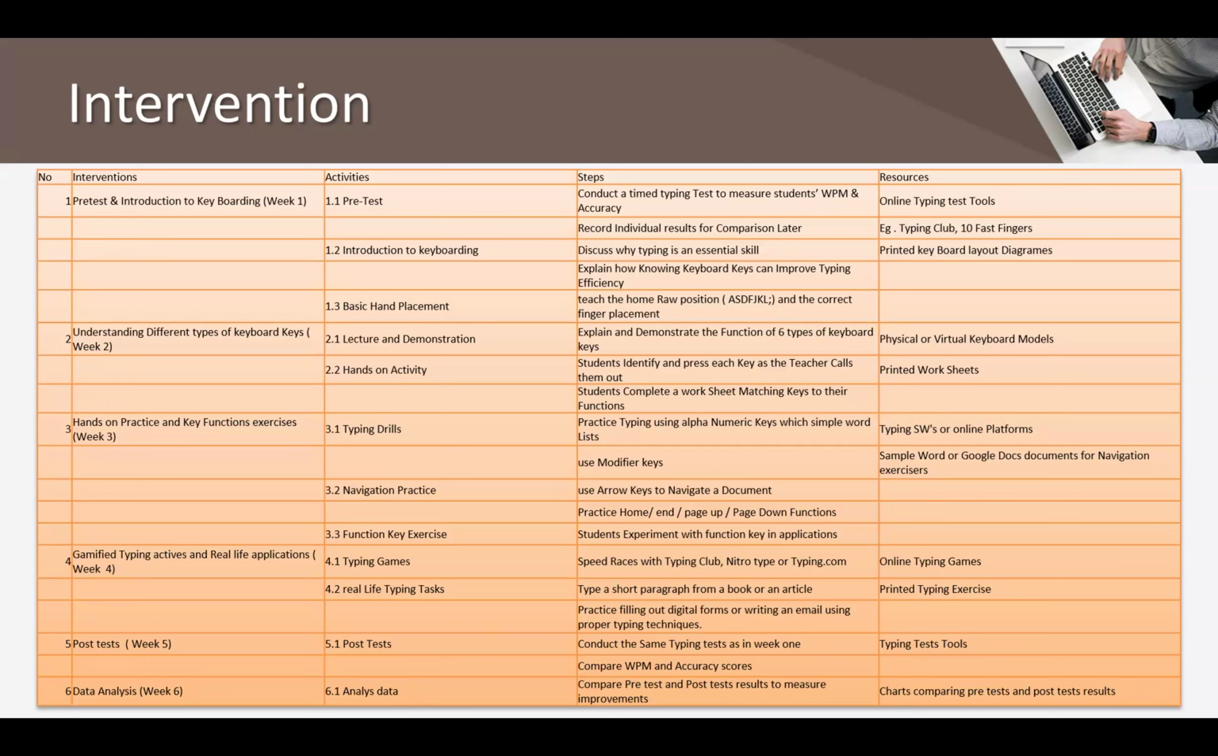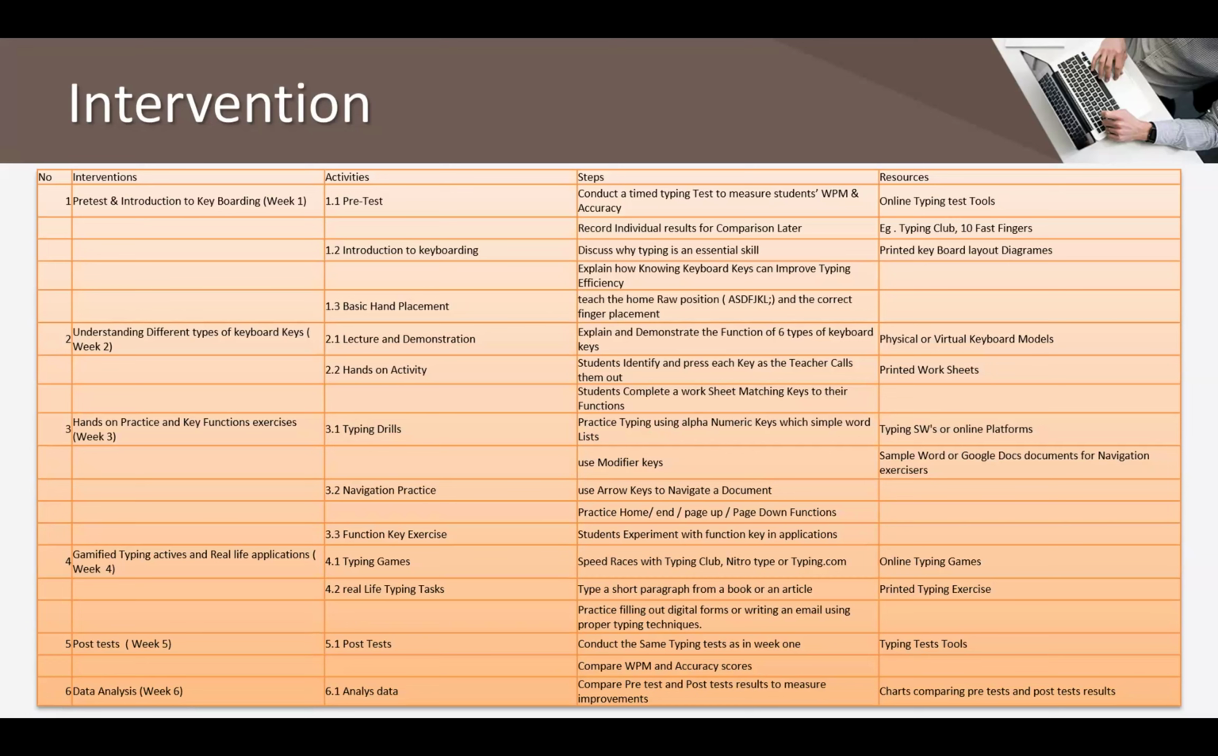Week 3, hands-on practice and key function exercises. By week 3, I will move into more hands-on practice. Students will work on typing drills using basic words and practice shortcuts with modifier keys like shift, control, and alt key. They will also learn how to navigate a document using arrow keys, home, end, and page up, down.